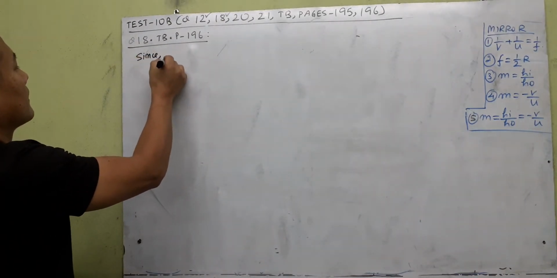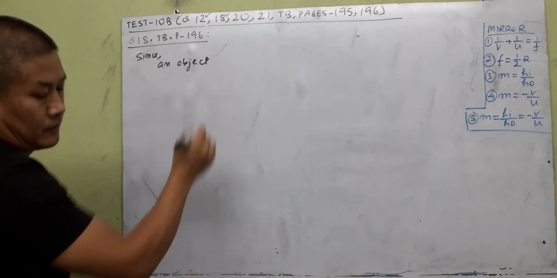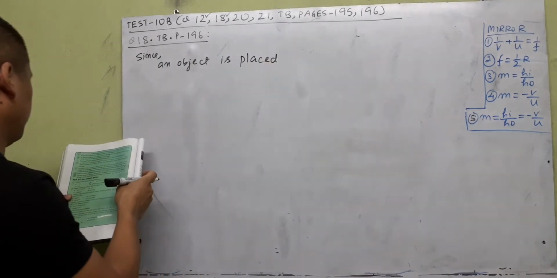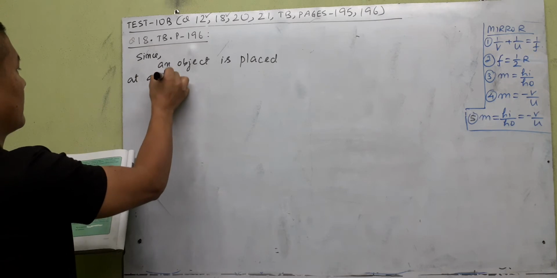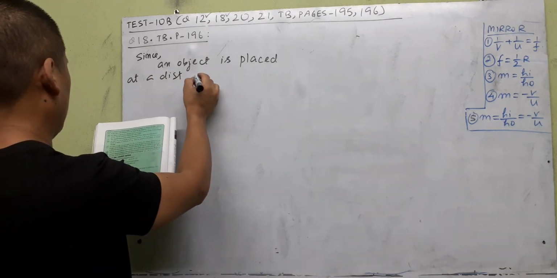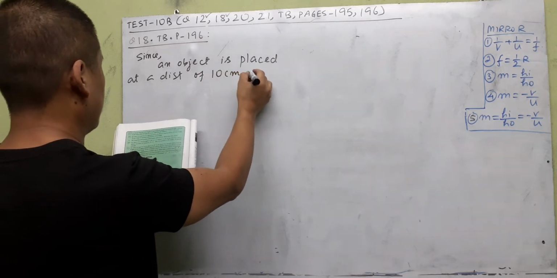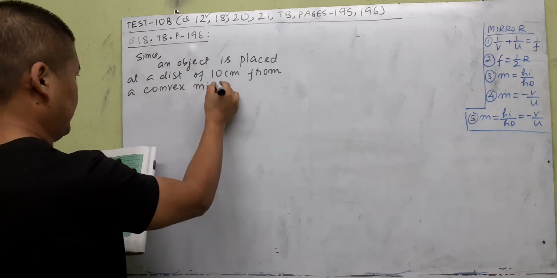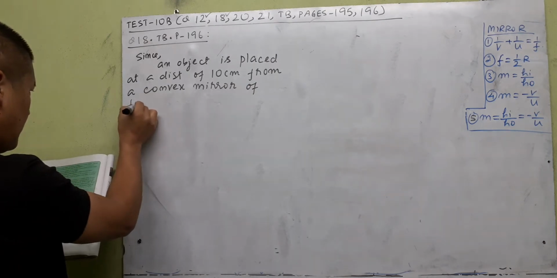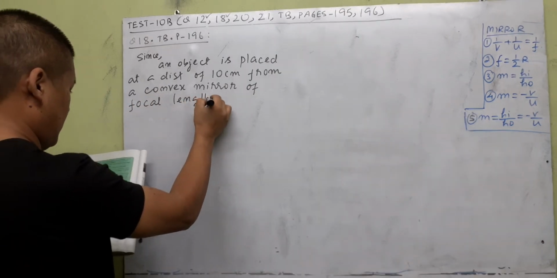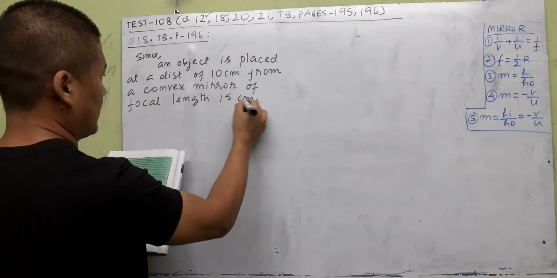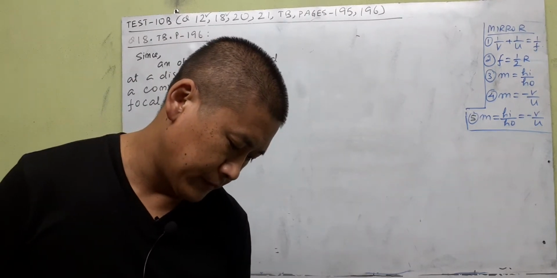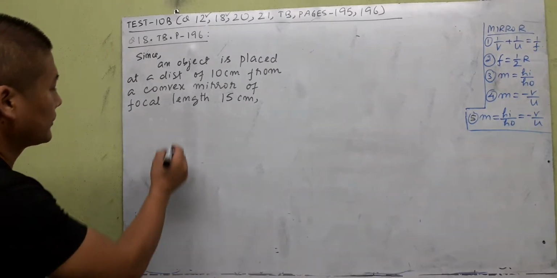An object is placed at a distance of 10 centimeter from a convex mirror of focal length 15 centimeter. This is given to us, of 15 centimeter. With this, let us try to draw. They're saying find the position and nature of the image. So this is not important, but it helps us.